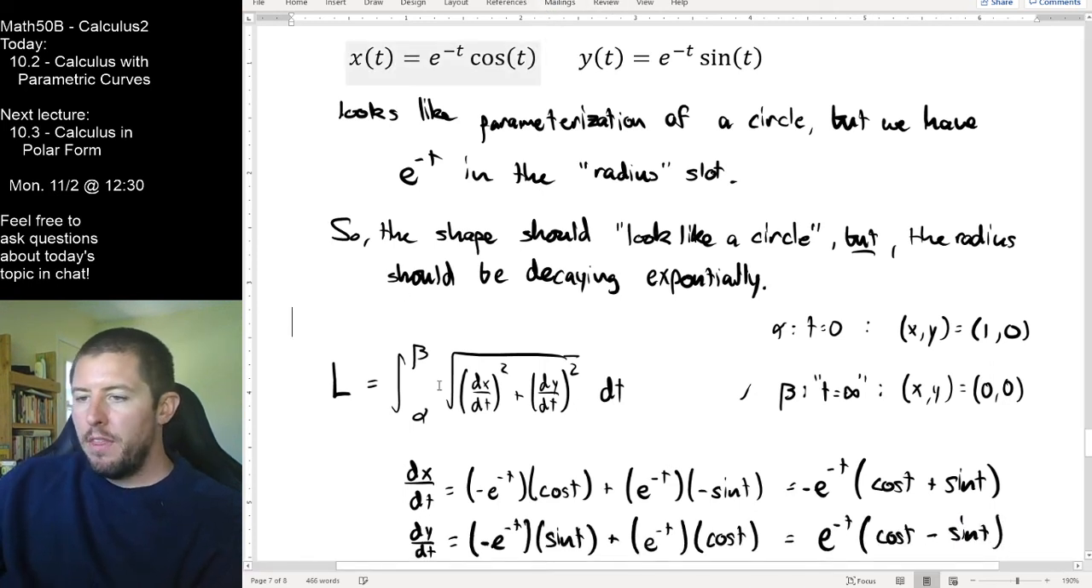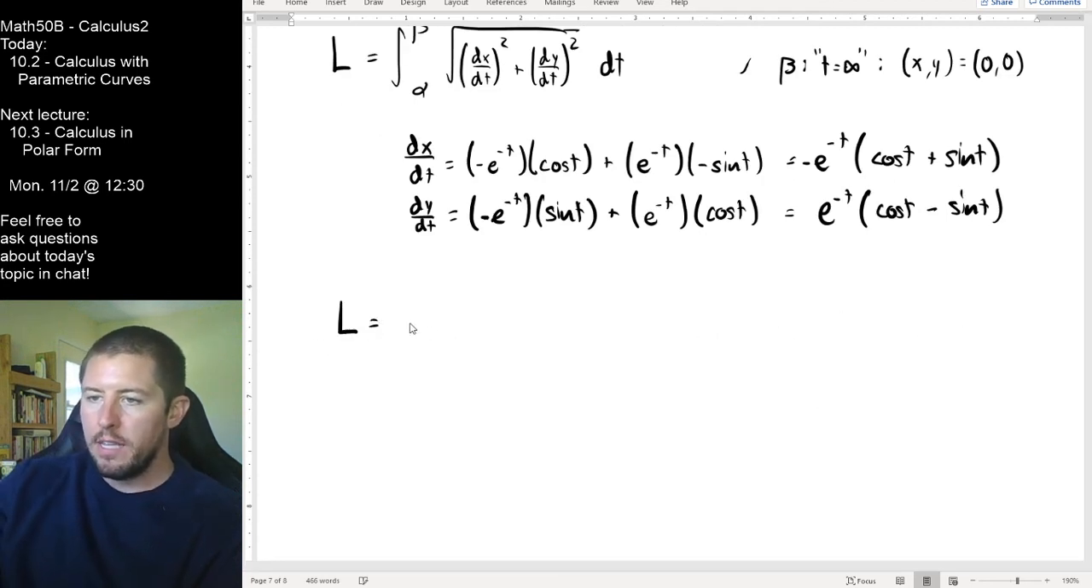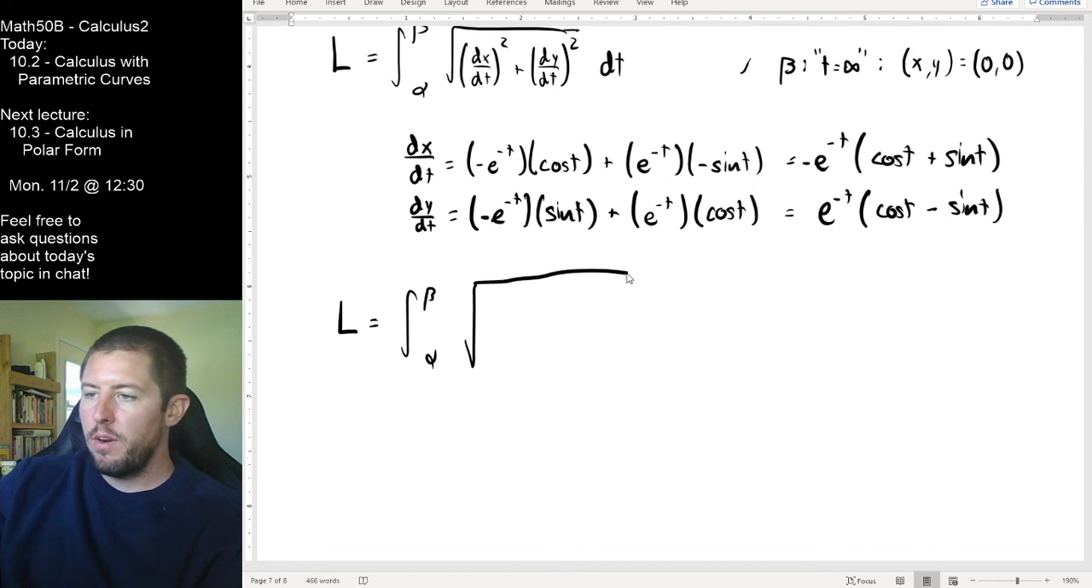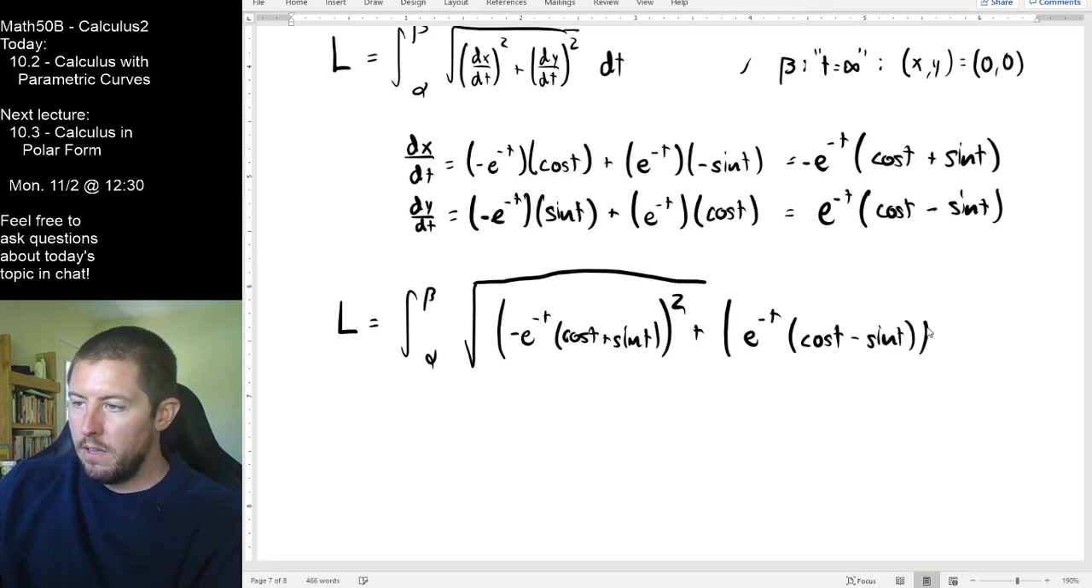As you might imagine, this formula isn't too bad to state, but it can easily be the case that this square root just makes things non-integrable. It's not clear that we're going to be able to do this, but I can at least set this statement up and maybe make some statements about it. So let's see what's going to happen. I've got a big old square root expression: negative e to the negative t, cosine t plus sine t, all squared, plus a positive e to the negative t, cosine t minus sine t, all squared.